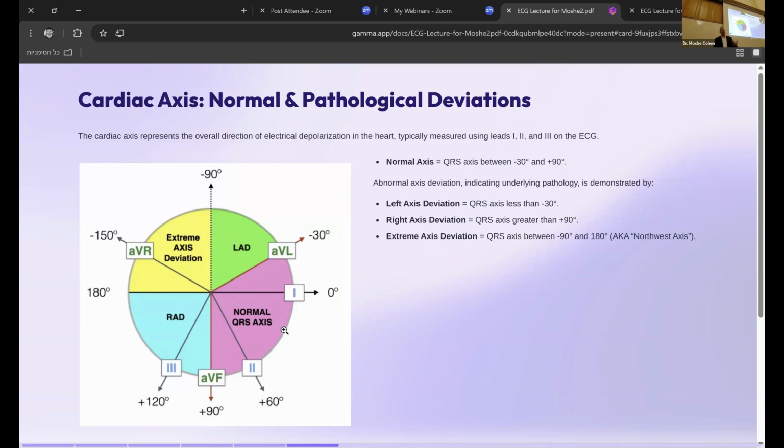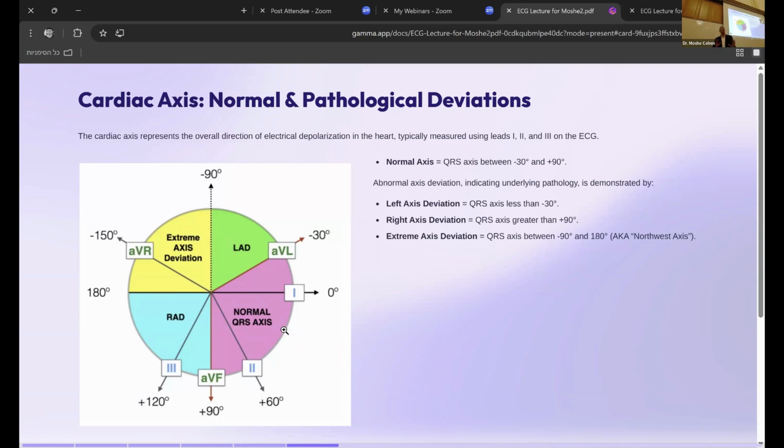And this delay can be due to blocks. For example, right bundle branch block. Have you heard of right bundle branch block? You know the right bundle branch coming from the His bundle? So the right bundle branch, when it is blocked, it's not necessary, but it can come with a right axis deviation, because the electricity is blocked, it's delayed. So there is an axis deviation of the electricity.